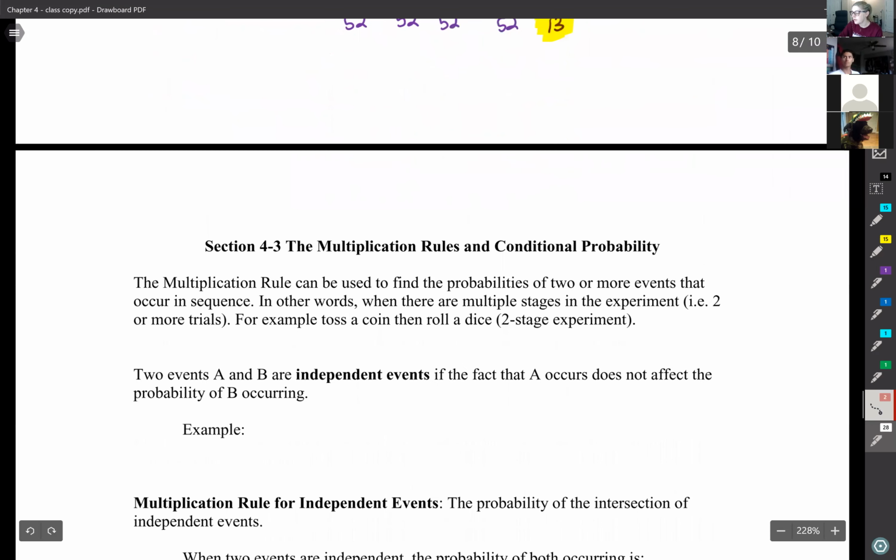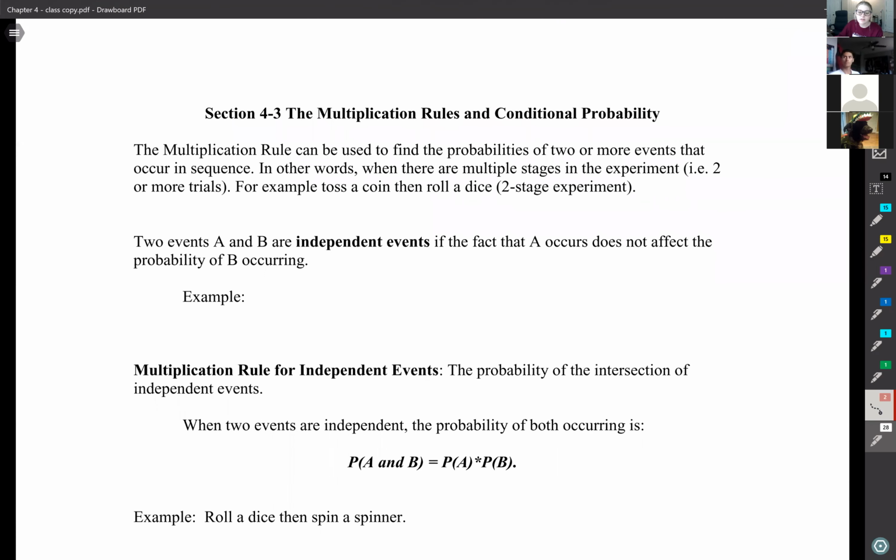All right. This is the last section for the day. It is the multiplication rules and conditional probability. This has a lot in it, just a warning. I'm going to get us some water first, and then we'll start.